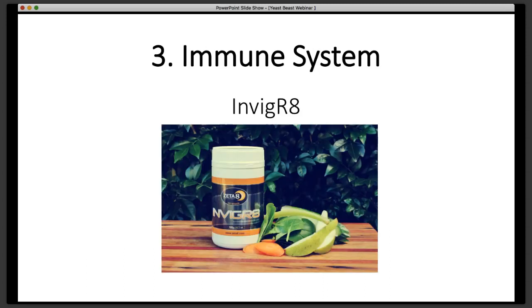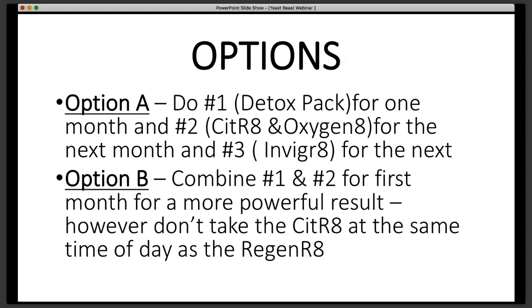Now, the immune system, we mentioned earlier how important it is to keep your immune system healthy. And we recommend something called Invigorate, which is a powder which has got many food extracts in it, which are very high in nutrition that you need to support your immune system and the other functions of your body. So you've got two options. Option A is to do number 1, which is the detox pack for 1 month. And then number 2, which is the citrate and oxygenate, for the next month. And then number 3, which is the invigorate, for the next month.